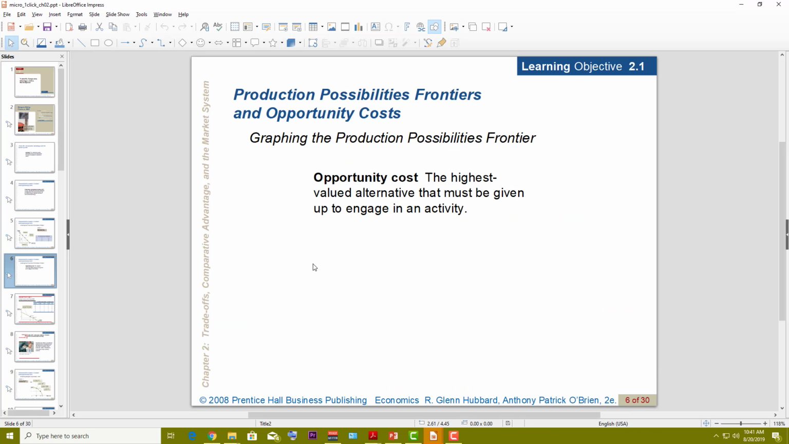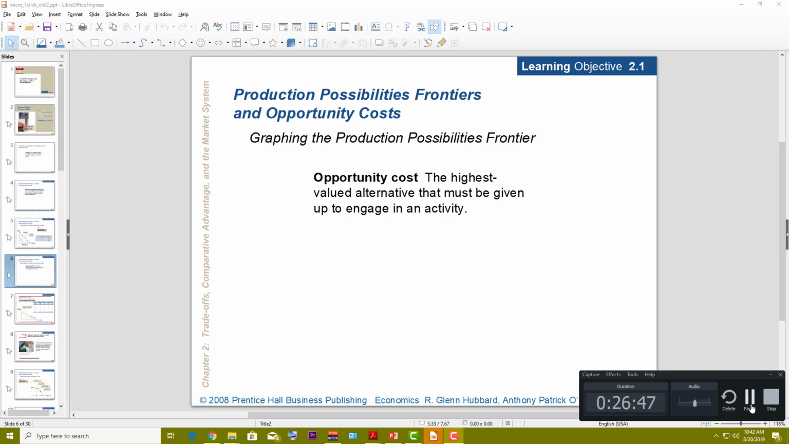Here's the next definition for opportunity cost: the highest valued alternative that must be given up to engage in an activity. So, the highest valued alternative that must be given up to engage in an activity. Let's look at some examples so that we can cement opportunity costs in your minds.